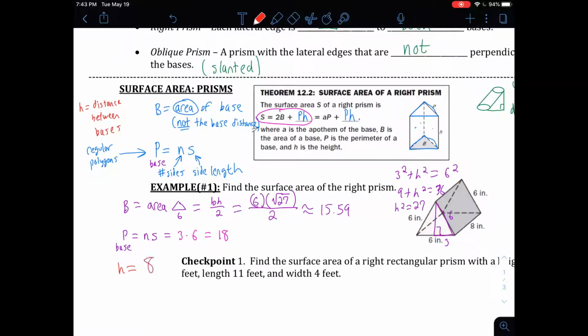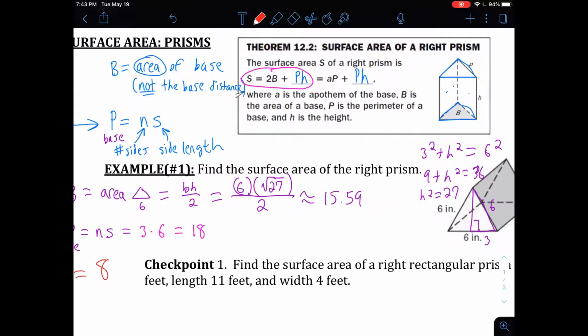So now we've got to plug into that formula, so it's going to be surface area equals 2 times the area of the base, which is 15.59, plus 18 was the perimeter, times, let's use parentheses actually, times the height, which is 8. This is going to be approximately 175.18 square inches.